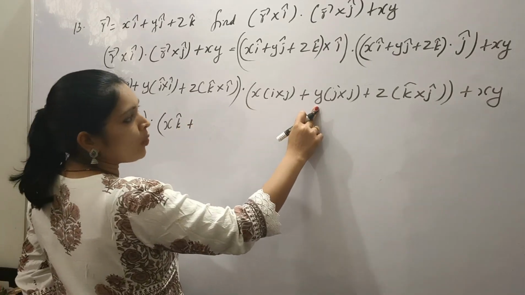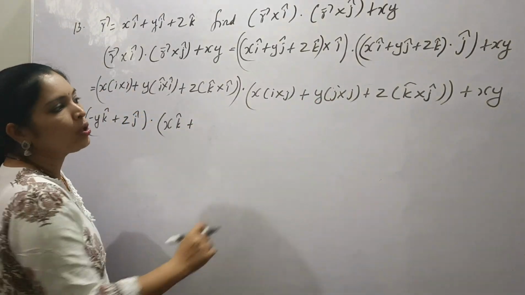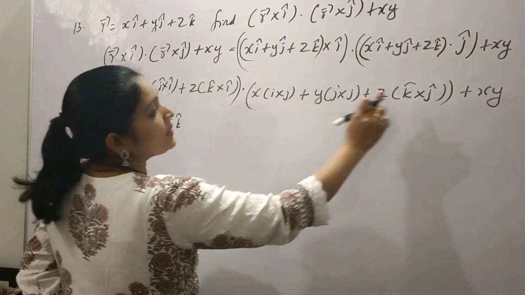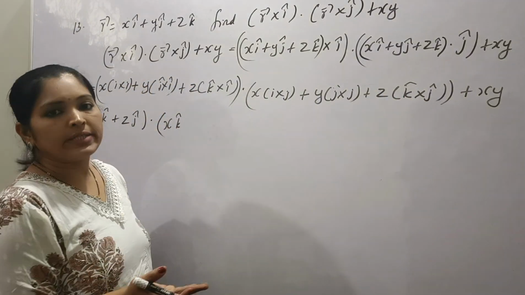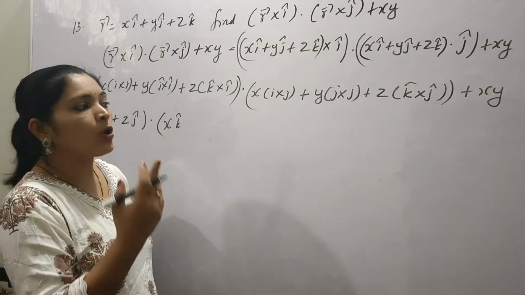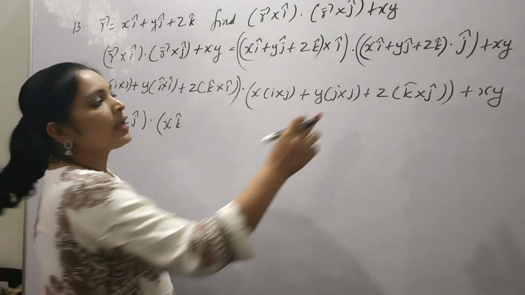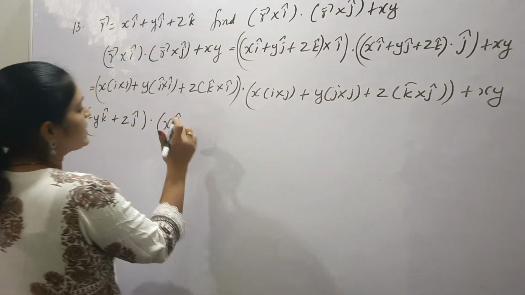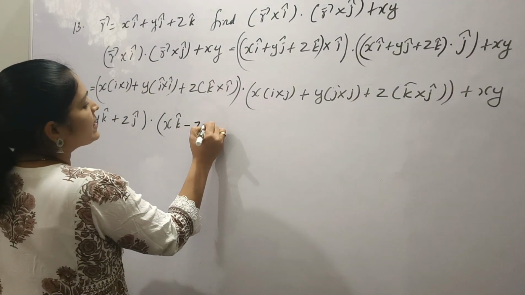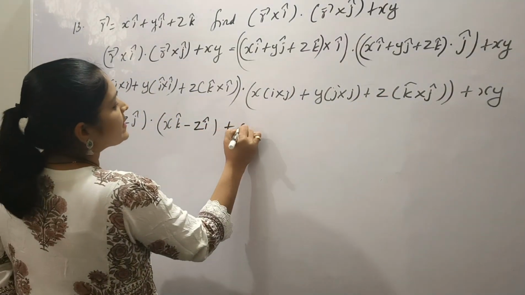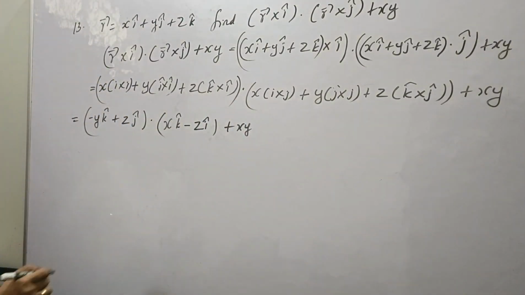Plus it is 0, right? j cross j is 0. Next, see here, k cross j is minus i. j cross k is i, so k cross j is minus i. Therefore it is minus zi plus xy.